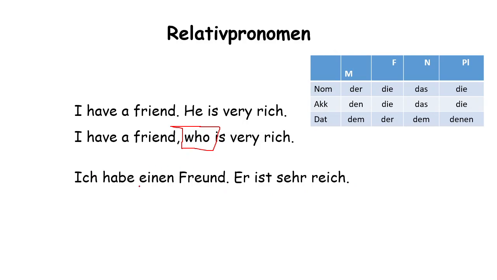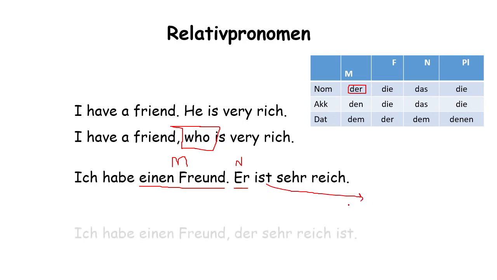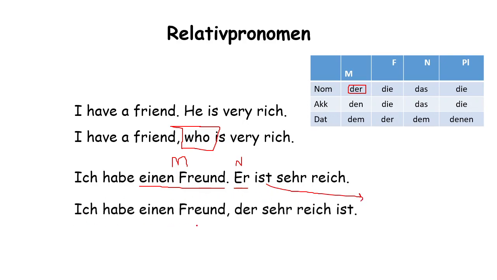In German we take the gender from the first part: einen Freund, masculine. Case means nominative, accusative, and here it is nominative. The person, friend, is in the subject position, nominative. Masculine nominative is der, and the verb goes to the end. So the sentence is: Ich habe einen Freund, der reich ist. I have a friend who is very rich.